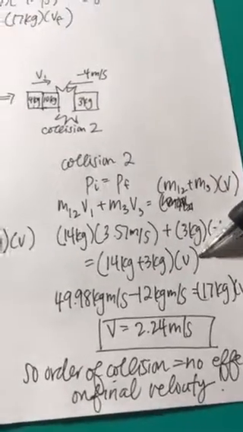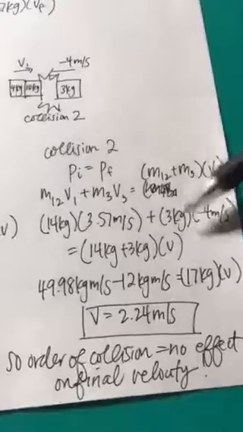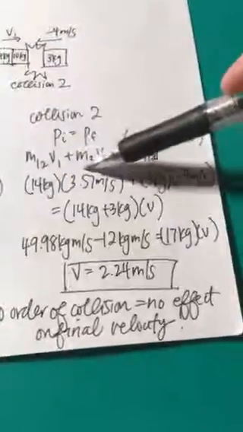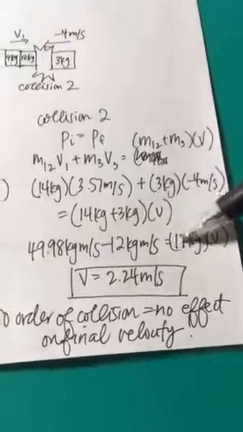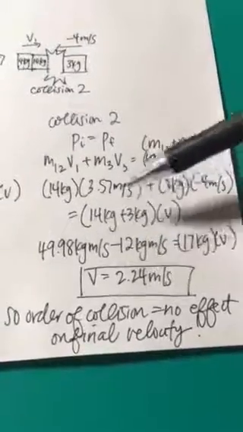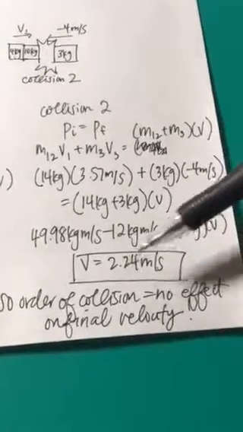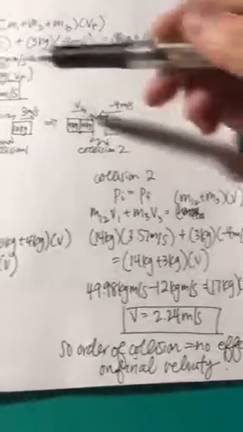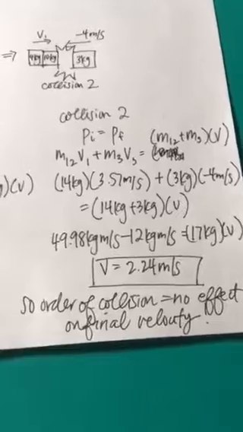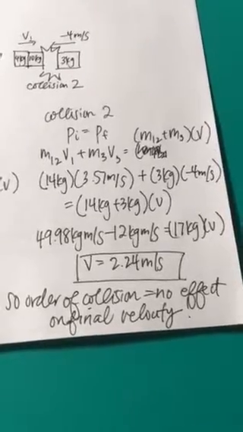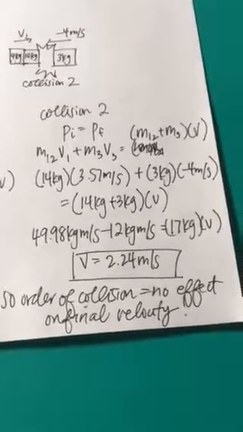And hopefully this velocity turns out to be 2.24 meters per second. And it does. If you just combine these, and you divide by 17 kilograms, you are going to get a final velocity of 2.24 meters per second, which matches our final velocity here. So in the end, because of conservation of momentum, the order of collisions doesn't matter. It has no effect on the final velocity.